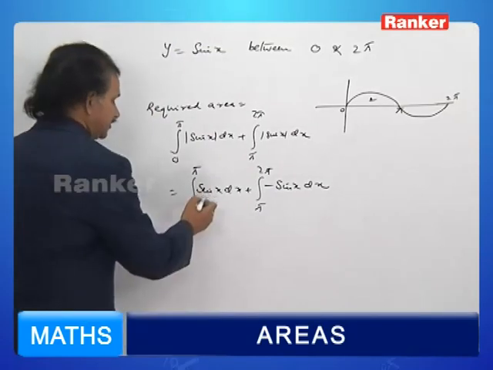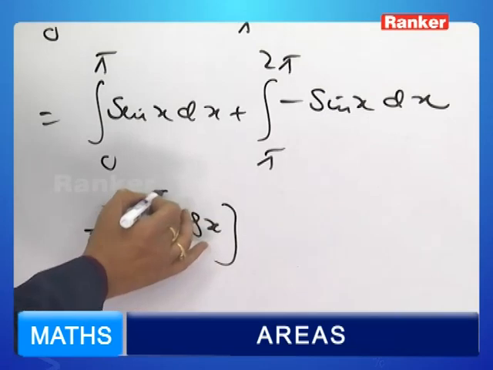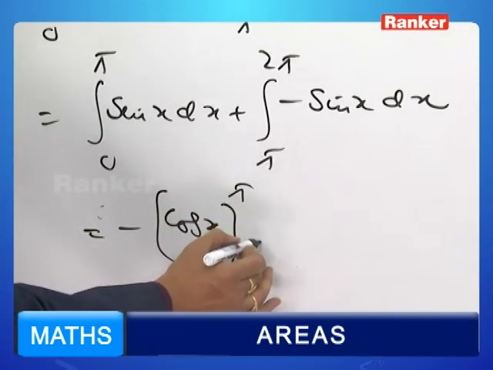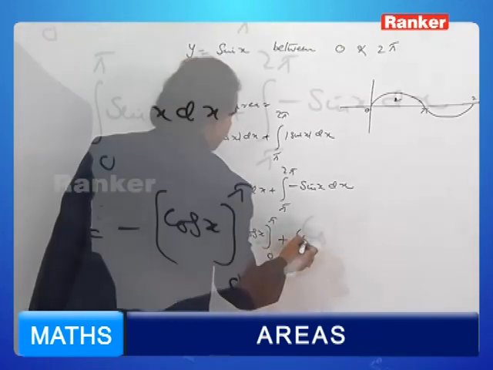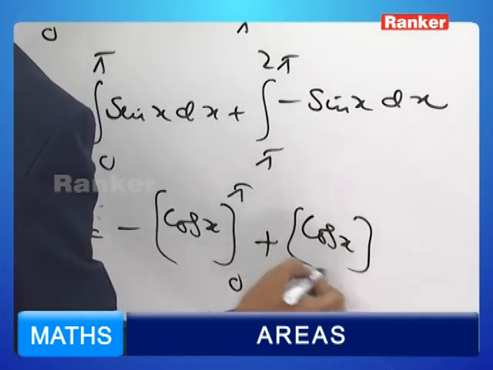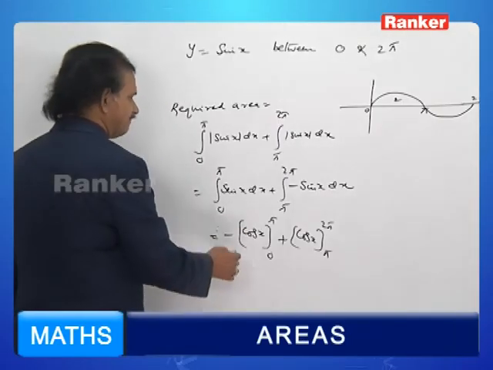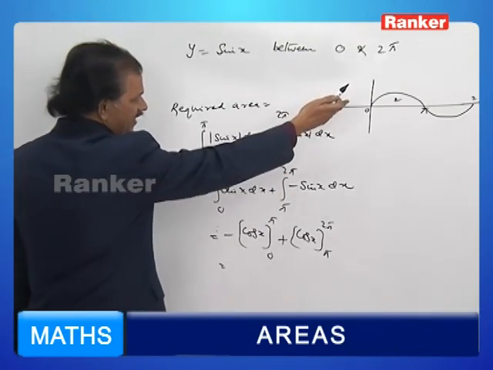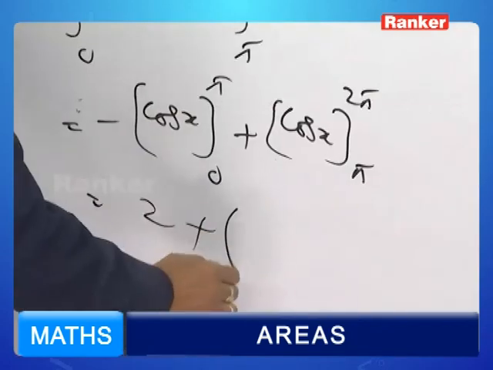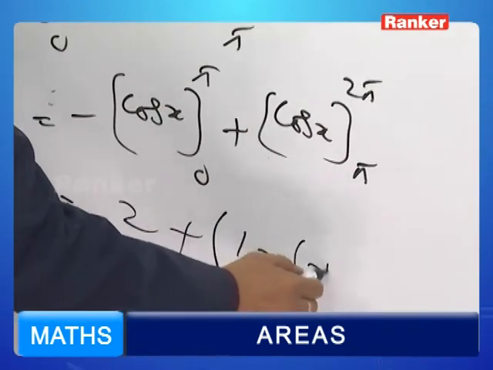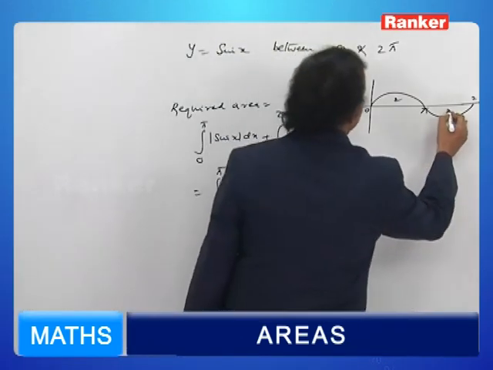So, what is the integral of sin x? Minus cos x between the limits 0 to pi, the previous answer of course, plus what is the integral of minus sin x? Cos x between the limits pi to 2 pi. What is this? We have just previously calculated it. It has been represented in the figure also. 2 plus, what is cos 2 pi? 1. What is cos pi? Minus 1. 1 minus of minus 1 is 2. This part is 2 and this is also 2.